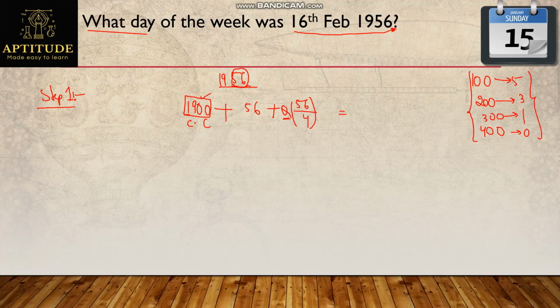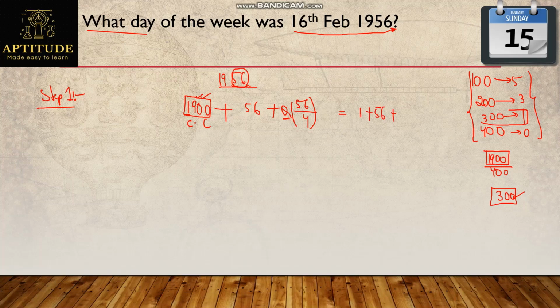Okay, 1900. How to know the century code here? Knowing this is very simple. Divide this particular year by 400. Dividing 1900 by 400, what remainder will we get? We'll get remainder 300. Why? Because 4 fours are 1600 and we're left with 300 as the remainder. So the century code of 1900 will be the same as the century code of 300. What is the century code of 300? It is 1.